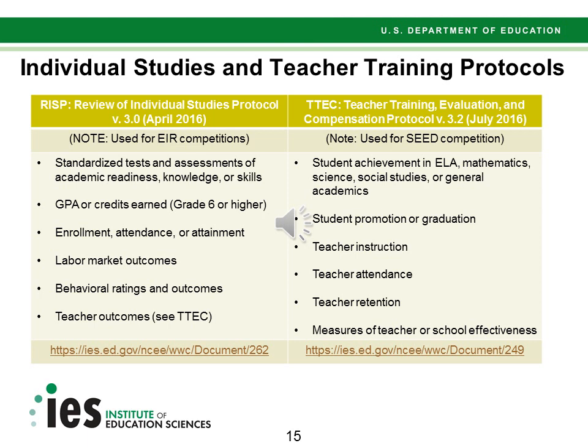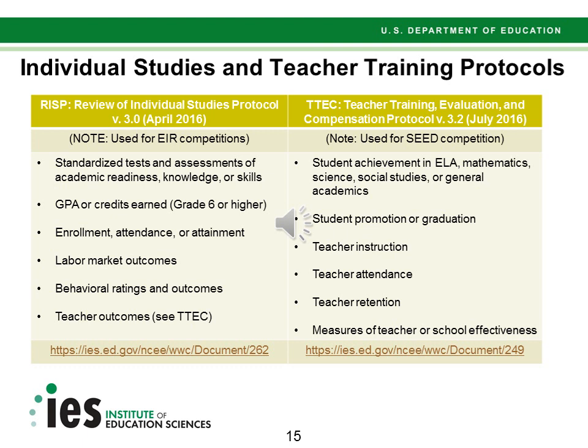Eligible outcomes under this protocol include standardized tests and assessments of student academic readiness, academic knowledge, or academic skills. Student grade point averages from final grades or credits earned at the secondary grade 6 through 12 or post-secondary level. Student educational enrollment, educational attendance or educational attainment. Labor market outcomes of students, including employment and earnings. Behavioral ratings of students and student behavioral and social outcomes. And teacher outcomes as defined in the Teacher Training, Evaluation, and Compensation Evidence Review Protocol.